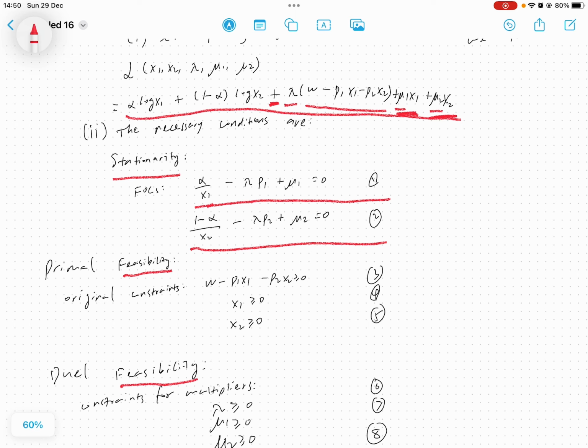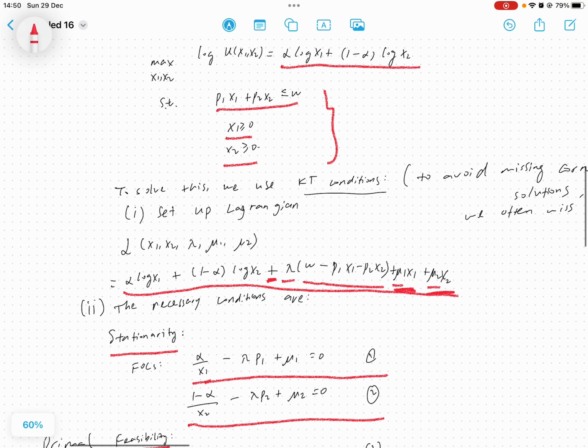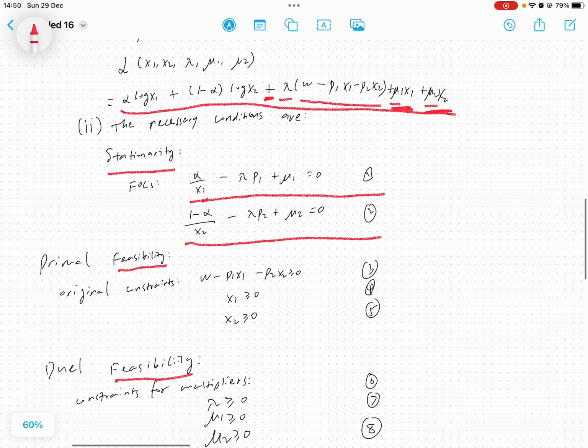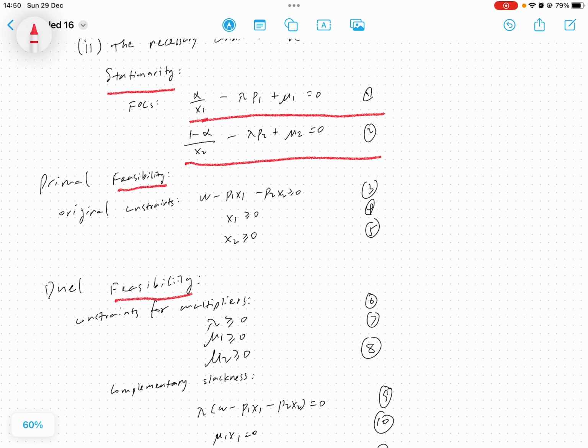So we have two kinds of feasibility. The first kind of feasibility constraint is called primal feasibility. The primal feasibility is simply the original constraints that we have in this problem, those subject to constraints. Here we copy and paste them to put them here.